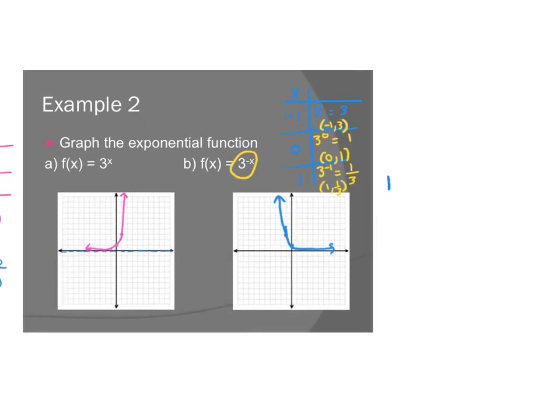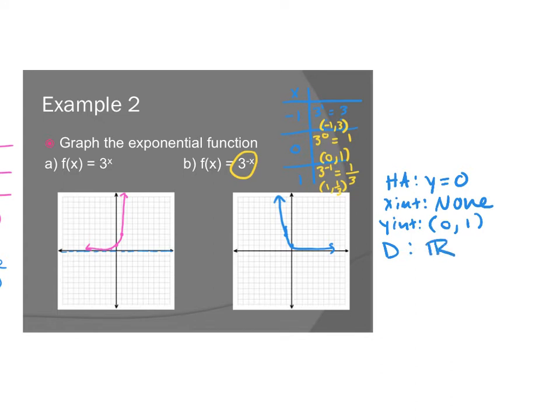So what's our horizontal asymptote? Y equals 0. What is our x-intercept? None. We don't have one. It never touches the x-axis. What's our y-intercept? 0, 1. What is our domain? All real numbers. And then what's our range? 0 to infinity.